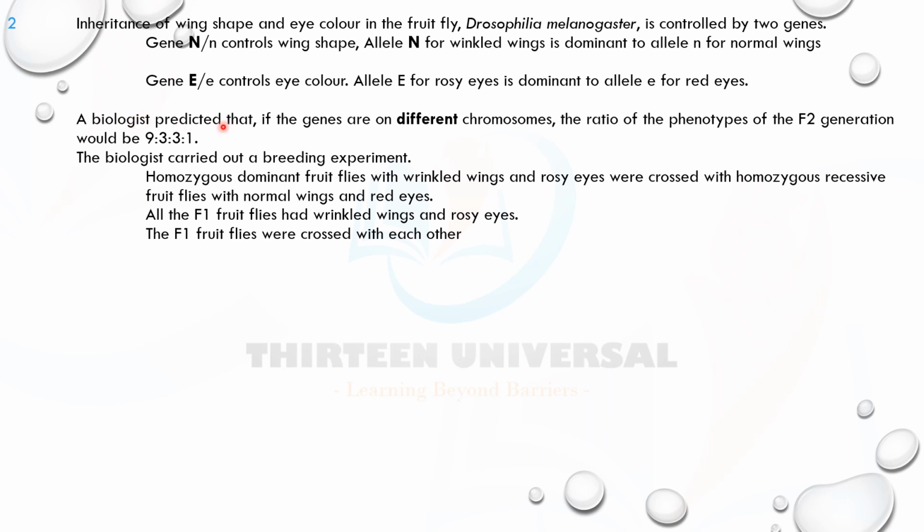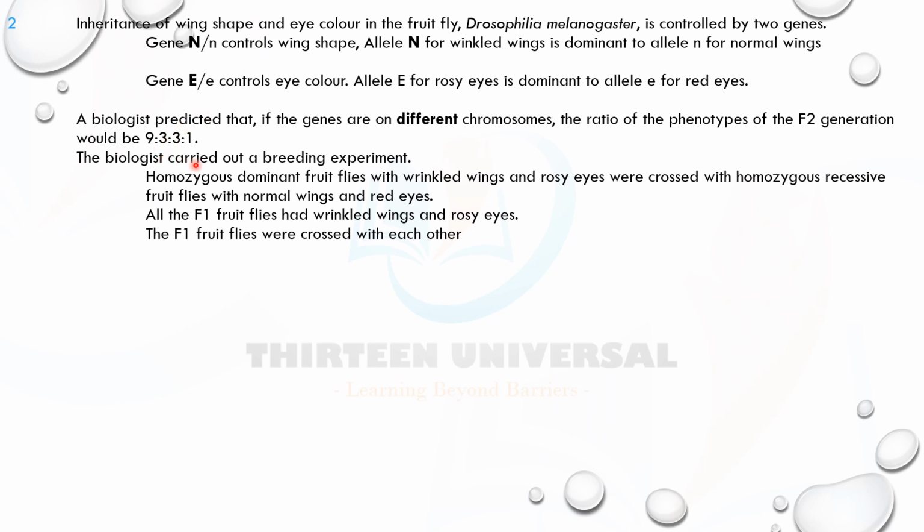A biologist predicted that if the genes are on different chromosomes, the ratio of the phenotypes of the F2 generation would be 9:3:3:1. That's what it should be. The guy predicted that. The biologist went out to research whether that would work for this.